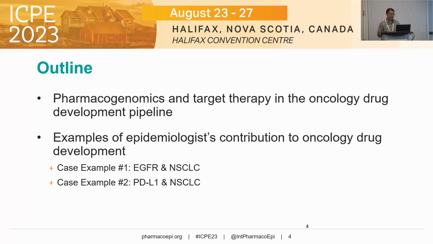Then the second part is going to give two examples of how epidemiologists contribute to oncology drug development. As you know, in recent years there are many clinical genomics data available right now, many famous names. But sometimes the biomarker may not be readily available in the database itself. So the example I'm going to give is a biomarker that may not be readily available in the existing data source. How, as an epidemiologist, are you going to design your study and answer the research questions to address the need?